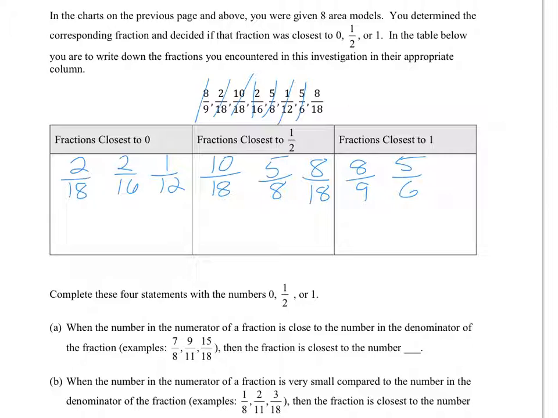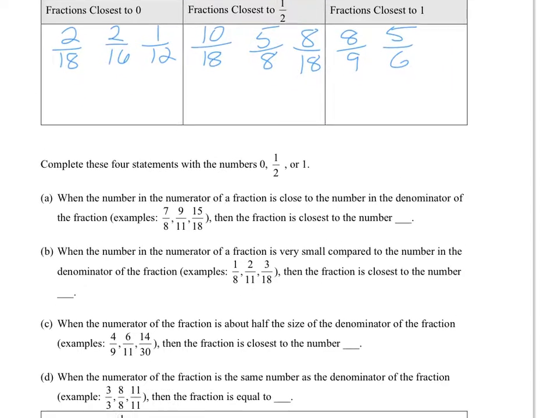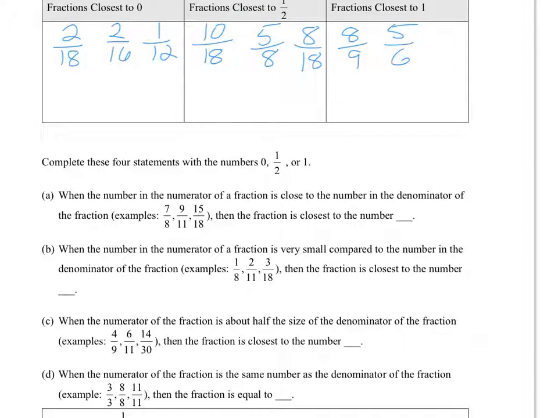Okay, so now that we've got those figured out, we can complete these 4 statements and give us general rules, okay? So when the number in the numerator of a fraction, or the top, is close to the number in the denominator of the fraction, so like 7/8, 9/11, 15/18, if we look up here, numbers where the top is close to the bottom, those were always closest to the number 1. Okay?